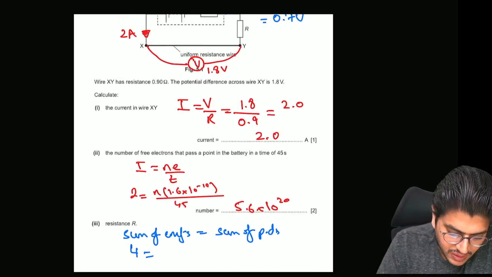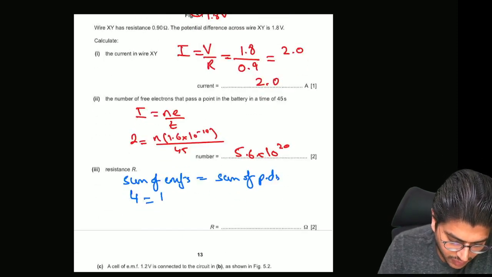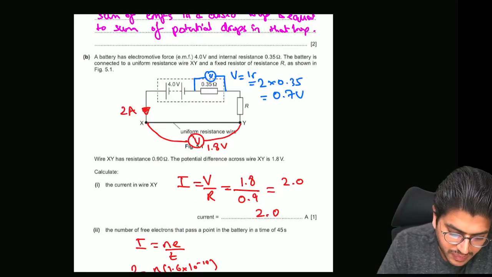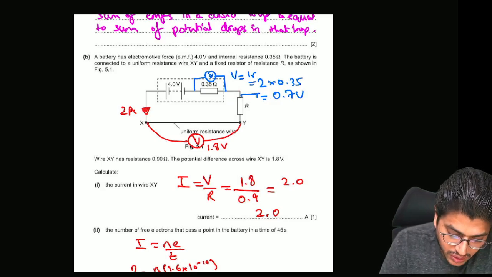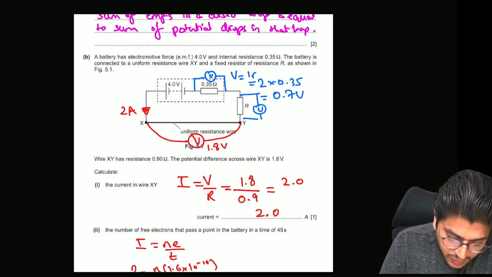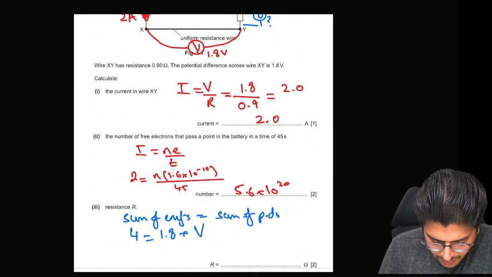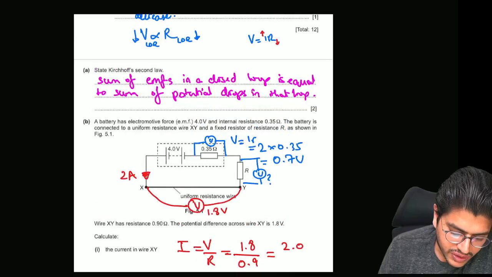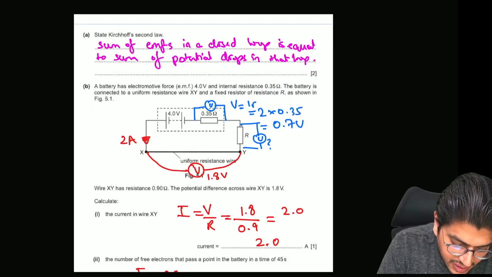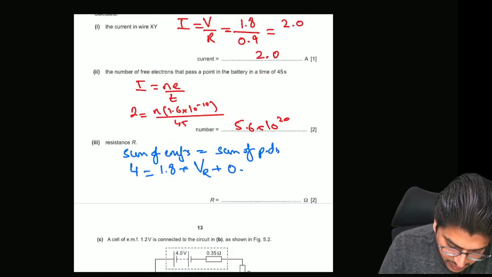Now, what is the voltage drop in this part? The voltage drop in this part is 1.8. What is the voltage drop in the fixed resistor? I don't know. There must be some voltage drop, but this is what we have to find. And the voltage drop across the fixed resistor, plus the voltage drop in this internal resistance, was 0.7, so I can get plus 0.7.